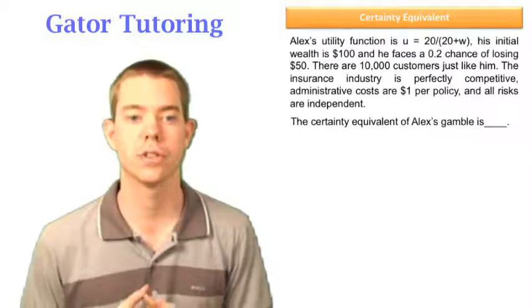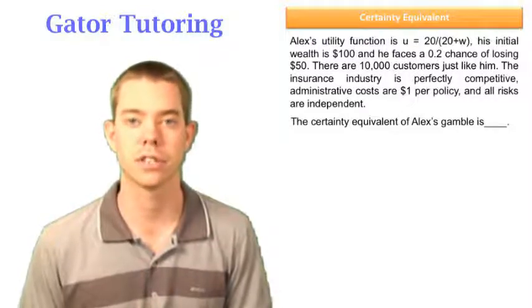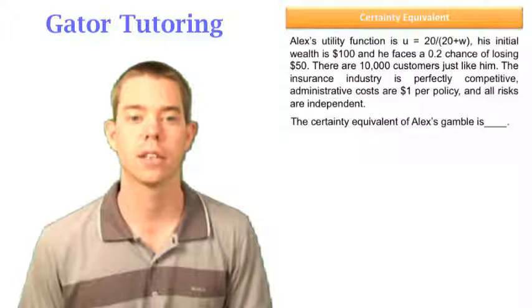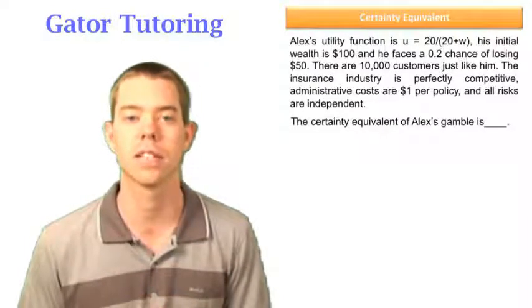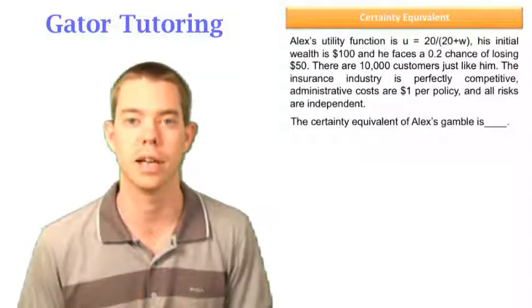It tells us what Alex's utility function is. It tells us what his initial wealth is. It tells us the chances that he may lose some money, and it tells us how many customers there are in the industry. Each question that's like this is going to give us a lot of the same information. So we need to look at the question first to see what we're actually going to be answering.